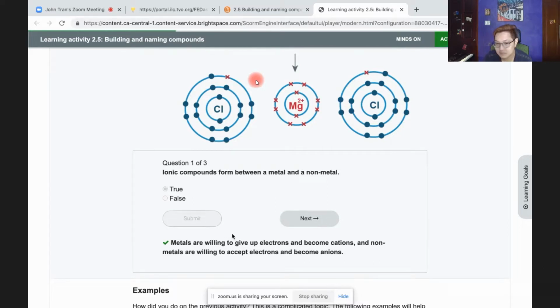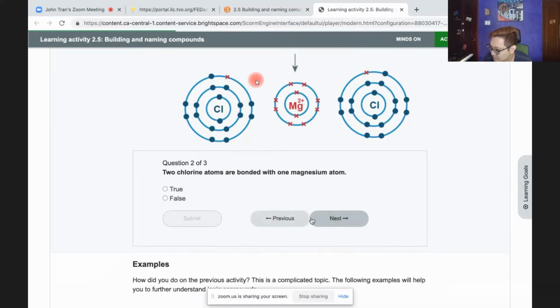Metals are willing to give up electrons and become cations, and non-metals are willing to accept electrons and become anions. Two chloride atoms are bonded with one magnesium atom.